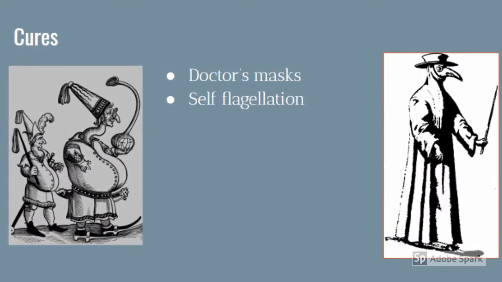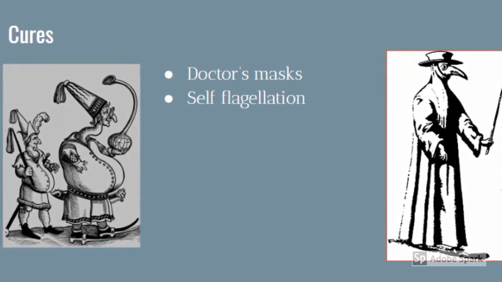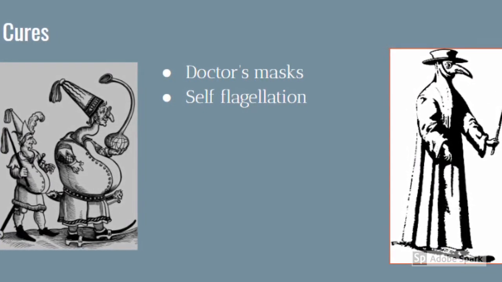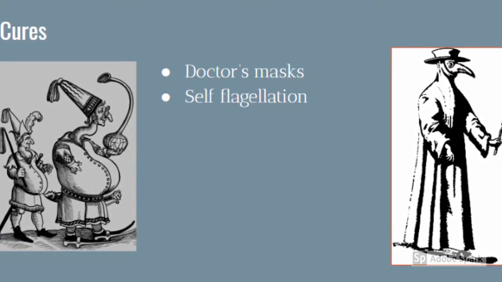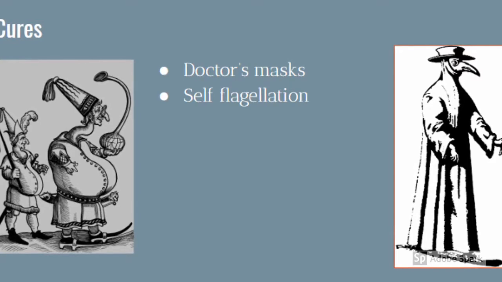Another cure proposed by religious communities was that the plague was brought on by your sins, and to atone for those sins, you could perform self-flagellation, which is basically just beating yourself. As you can imagine, this also did nothing to help the spread of the disease.